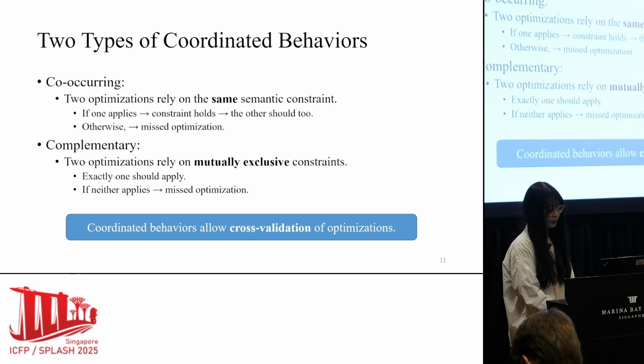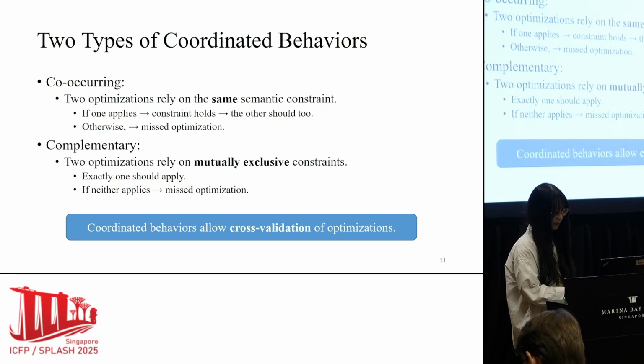The complementary relationship refers to optimizations enabled by semantic constraints that are negations of each other. That is, for one program, there is one and only one of the two optimizations that will be applied. If neither is applied, one is a misoptimization.